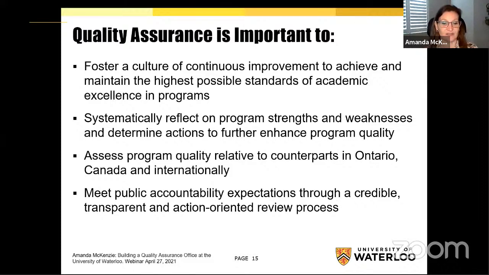It also makes sure that our standards are on par with degrees that are offered in other provinces across Canada and as well internationally. So back to those Bologna descriptors, making sure that we're hitting all the marks so we're consistently delivering credentials that are going to be consistent with credentials that are offered elsewhere in the world.